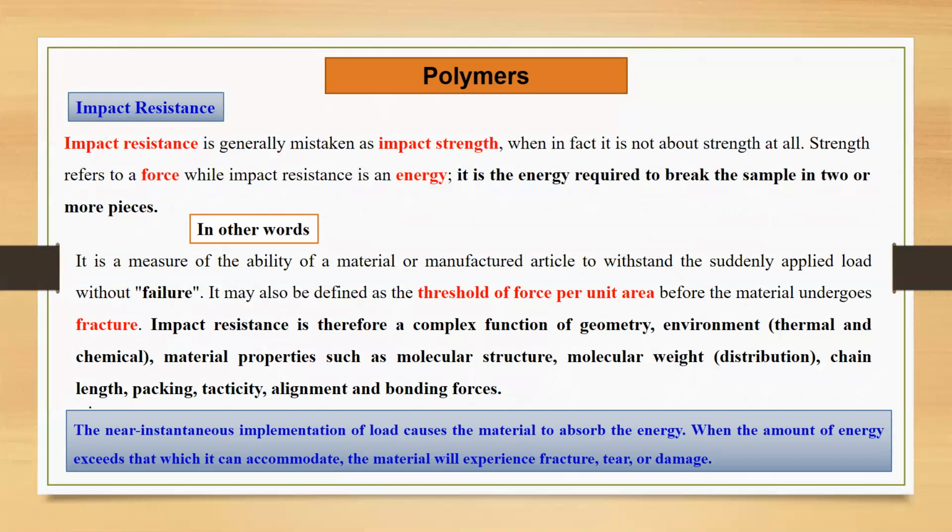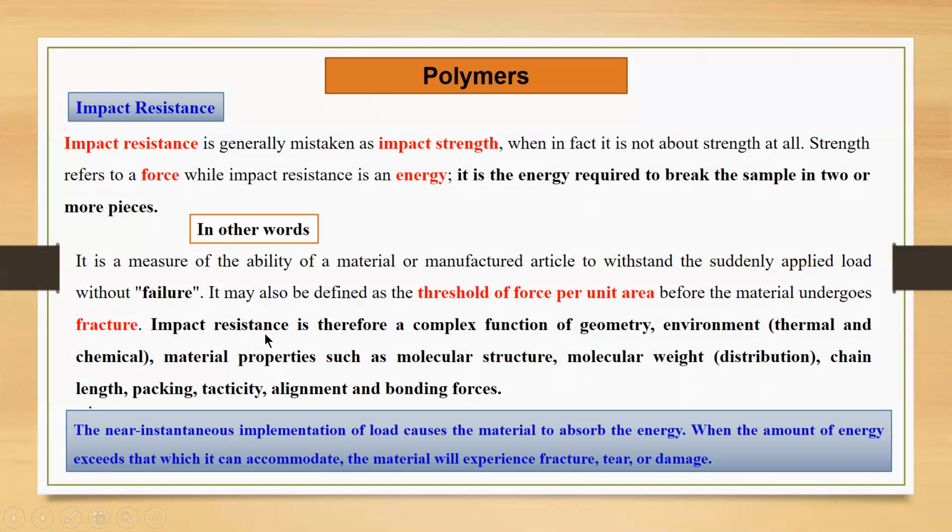Coming to impact resistance. Impact resistance is generally mistaken for impact strength, while it is not about strength at all. Strength refers to a force, while impact resistance is an energy. It is the energy required to break the sample into two or more pieces. When we discuss strength, it was force. So this is the energy required to break the sample into two or more pieces. In other words, it is a measure of the ability of a material, or of an article we manufacture, to withstand a suddenly applied load without failure. It may also be defined as the threshold of force per unit area before the material undergoes fracture.